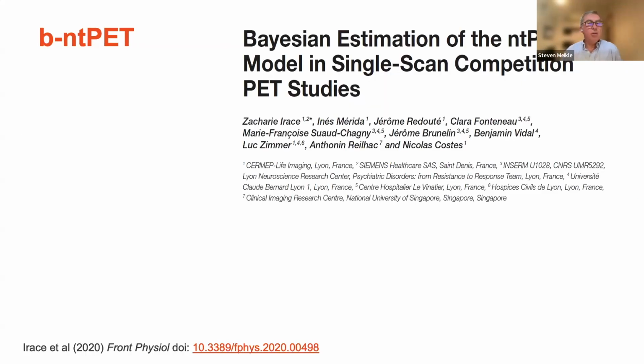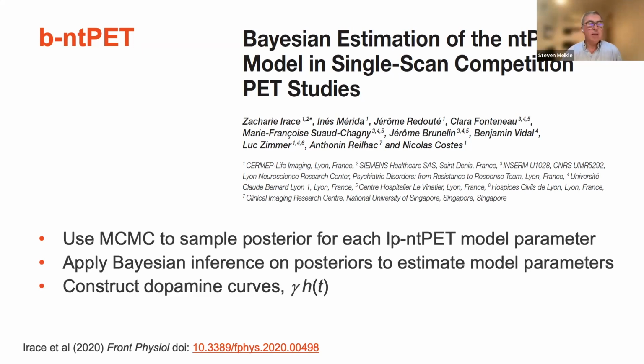So I'm just going to go through some of the work that's been done in this space using these various methods. Firstly, this paper that I've already referenced from the Lyon group, Zach Iras is the first author, and they used MCMC to sample the posterior for each of the LPNT-PET model parameters. And then they applied Bayesian inference on the posterior functions that they'd estimated in order to derive their model parameter estimates. And from those, they can then construct dopamine curves. So the gamma HT term in that model that I just showed.